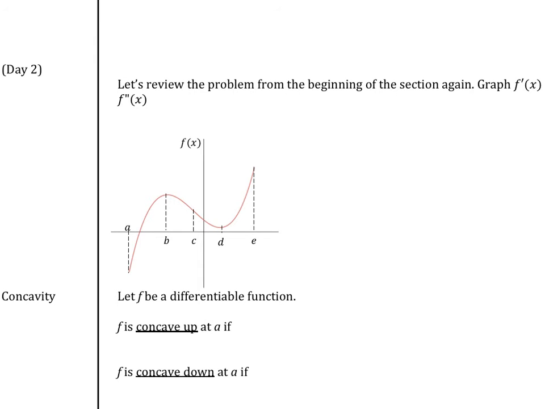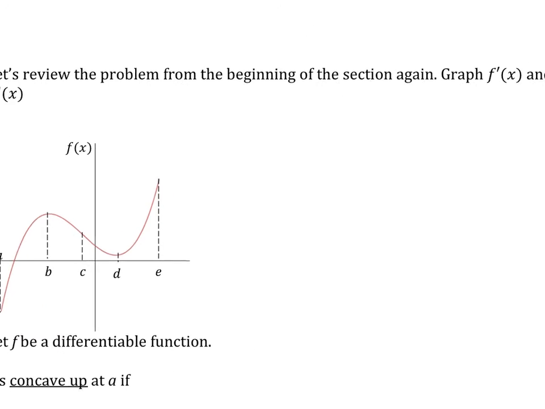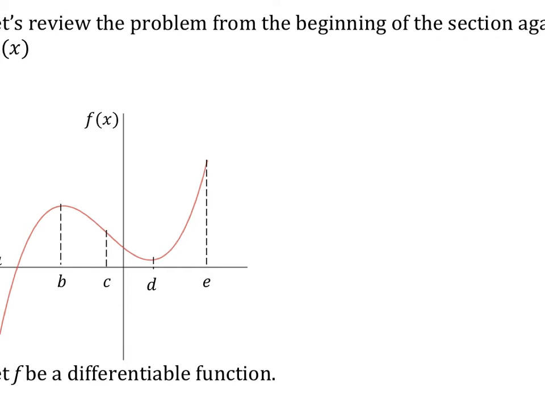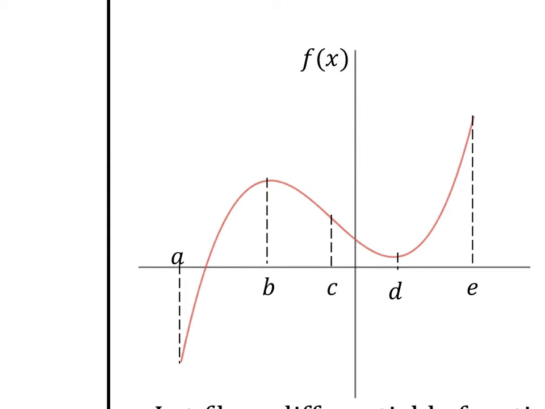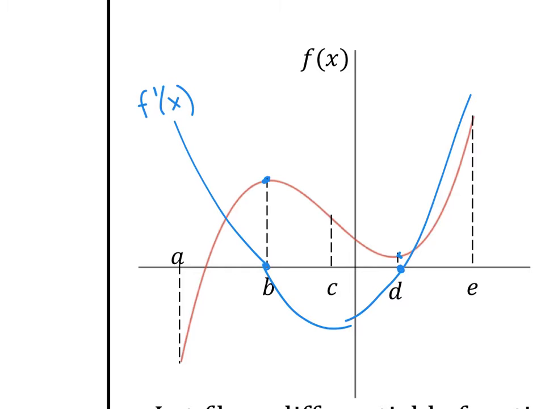Okay, day 2 of 4.3. Let's look at this problem again. This one we looked at yesterday, right? So you should be pretty good at graphing the derivative and the second derivative now. We said yesterday to find the derivative, we look at the critical points and graph those, and then we say, is it increasing or decreasing? And then we draw this graph, right? So that is f prime. If you drew this yesterday, you don't have to draw this again.